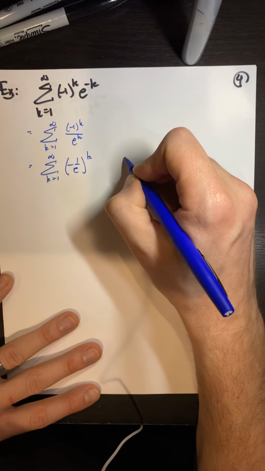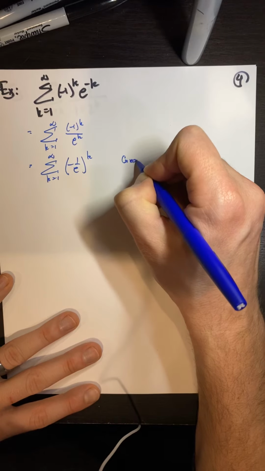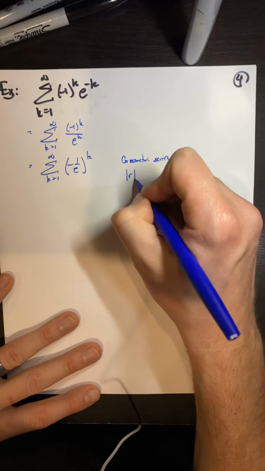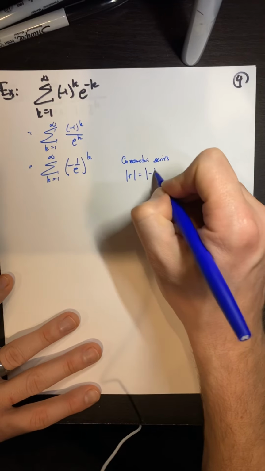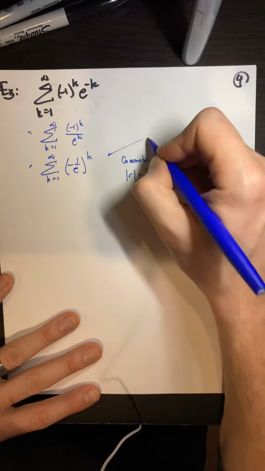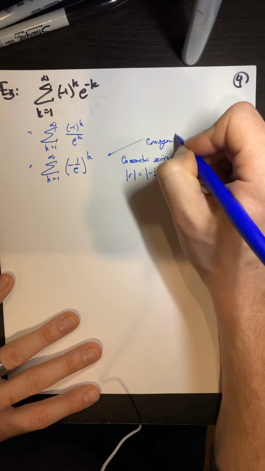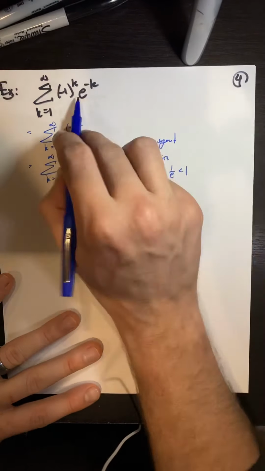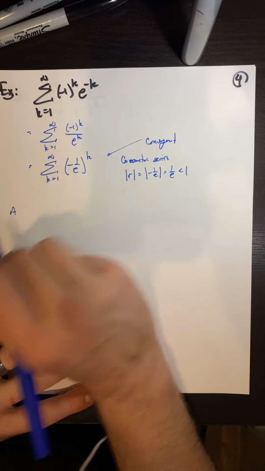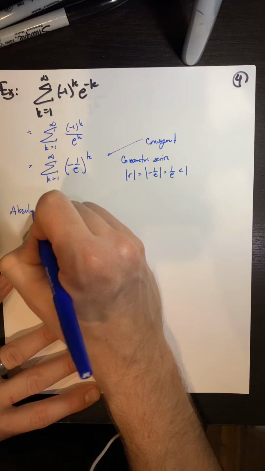So we already know that this is a geometric series, with the absolute value of r being the absolute value of negative 1 over e, which is 1 over e, which is less than 1. So this is convergent. So the original is at least conditionally convergent. So let's look at absolutely convergent.